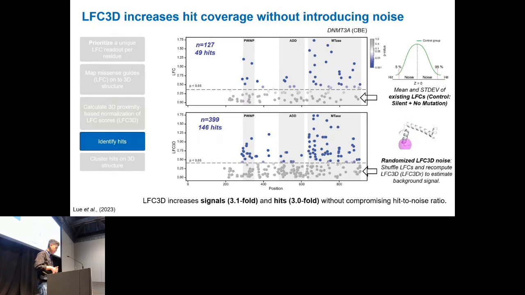And the bottom scatter plot shows that if we do the LFC3D calculation, we got a 3.1-fold increase of the signals, showing 399, as well as a 3.4-fold increase of those blue scatters. So we have a huge increase of the signal as well as those hits. But the important message from here is that we are keeping this noise and hit ratio as it was in the earlier experiments.